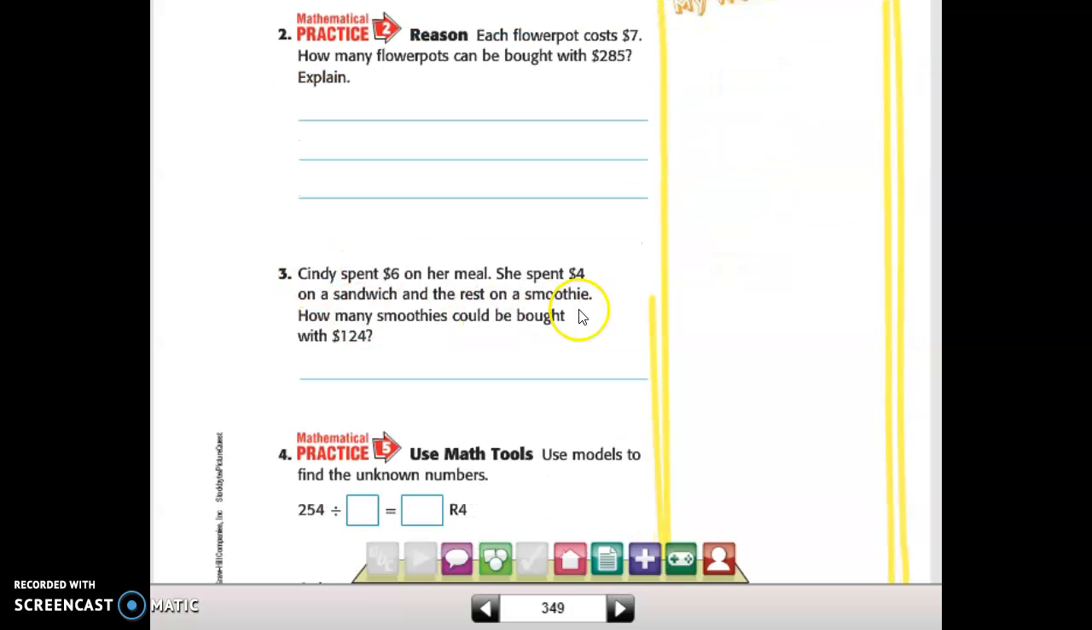Also, this one is a 2-step problem, so don't get tricked. First, you need to find out the cost of the smoothie, and then you need to find out how many smoothies you could buy if you had $124. Fortunately, that is divisible, and there are 2 basic facts in there for you to see.